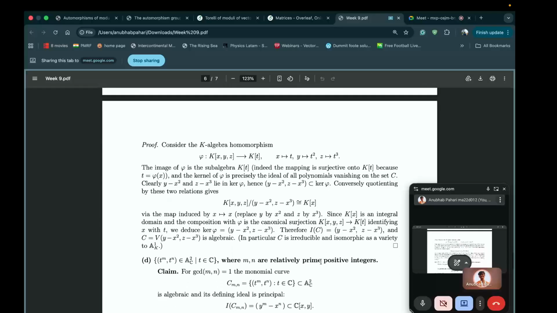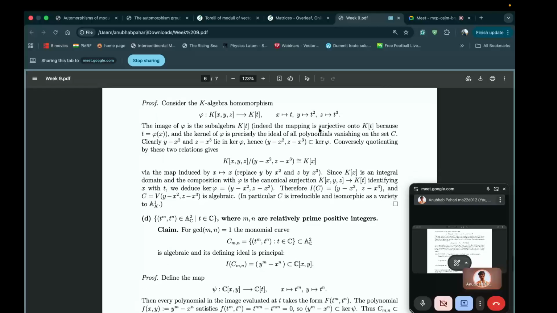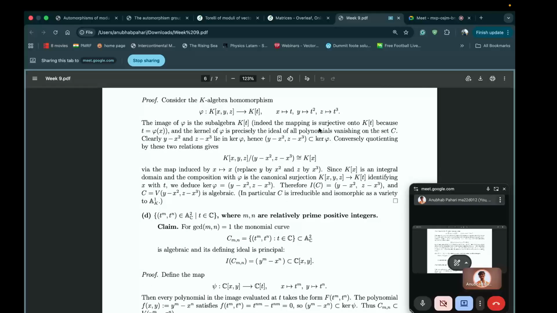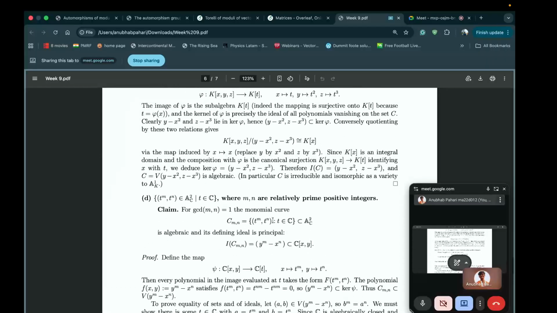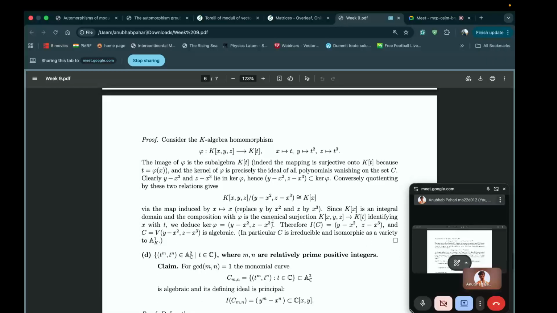Now to prove this formally, consider the k-algebra homomorphism phi from k[x, y, z] to k[t], where x goes to t, y goes to t^2, and z goes to t^3. You can see that the image of phi is a k-subalgebra, and the kernel is the ideal of polynomials vanishing on the set C. Clearly y - x^2 and z - x^3 lie in the kernel of phi. Hence y - x^2 and z - x^3 belong to the kernel of phi.